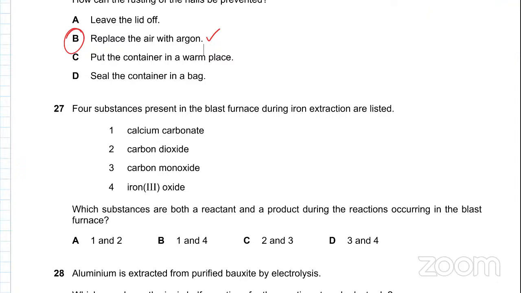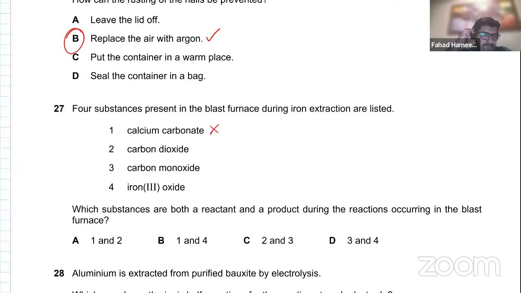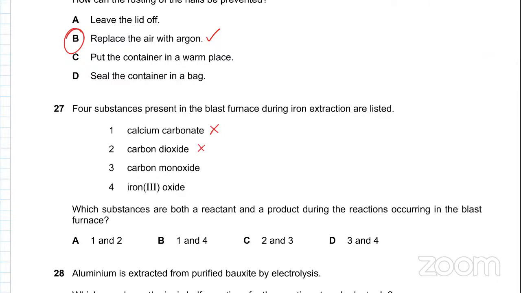One is wrong, and then two is correct. This is not. This is just the reactant, right? Two is just the product, right? 2 and 3 are correct, so C.